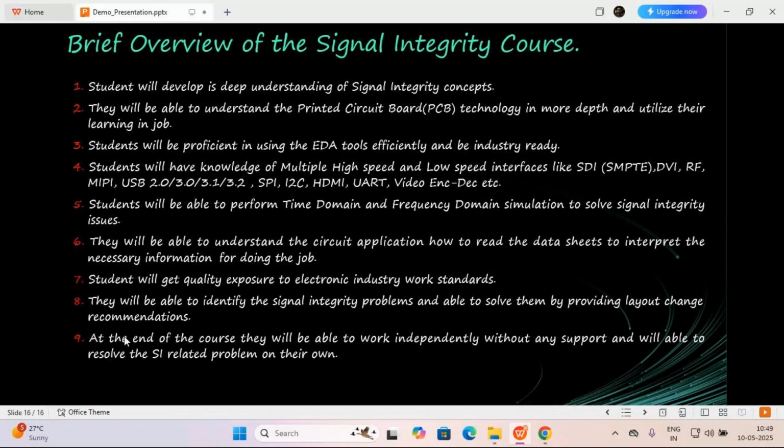At the end of the course, they'll be able to work independently without any support, and will be able to resolve SI related problems on your own. So I will make you that sufficient. Yes, you may require guidance in the starting phase of your career, but not completely throughout. At the end you will be able to complete 90% of the tasks on your own, without asking us or taking help from others.